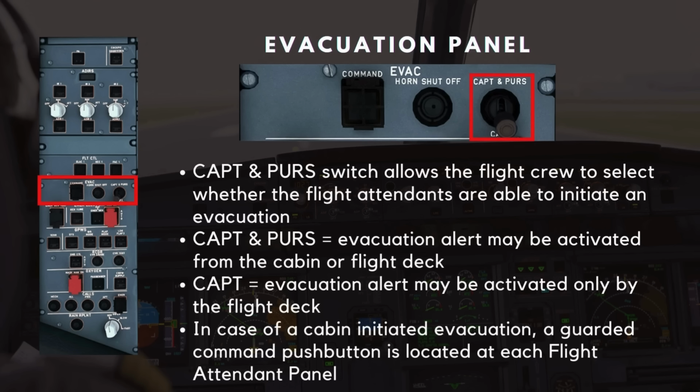The captain and purser switch allows the flight crew to select whether the flight attendants are able to initiate an evacuation. This is normally dictated by company standard operating procedures. When the switch is in the captain and purser position, the evacuation alert may be activated from the cabin or flight deck. When the evacuation switch is selected to captain, the evacuation alert may be activated only by the flight deck. In case of a cabin-initiated evacuation, a guarded command push button is located at each flight attendant panel.